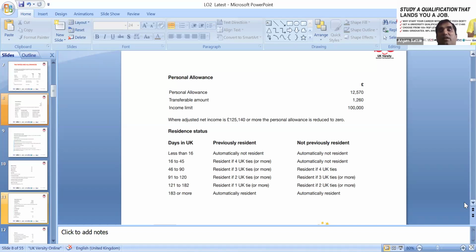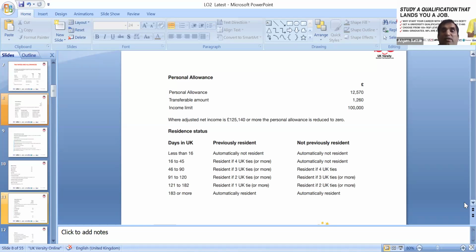Okay, so the personal allowance, which we just mentioned, has a transferable amount of 1,260, which we can transfer under the marriage allowance, and an income limit of 100,000. If you are earning more than 100,000, every extra pound will be divided by 2, and your personal allowance will be reduced. Where adjusted net income is 125,140 or more, the personal allowance will be reduced to 0. So it means you're not entitled to claim the personal allowance.